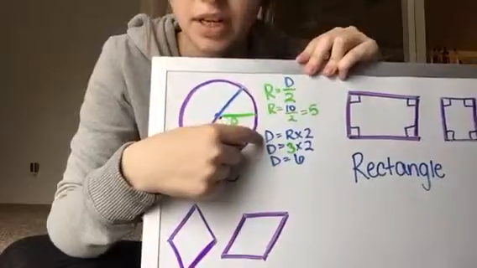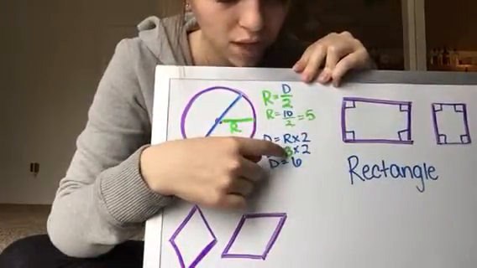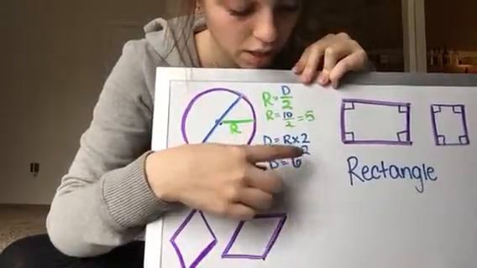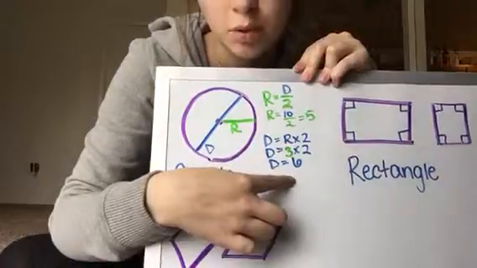And then for diameter, you have R times 2. So if you're given the radius of 3, you plug 3 in for R, and it'd be 3 times 2, which equals 6. So the diameter would be 6.